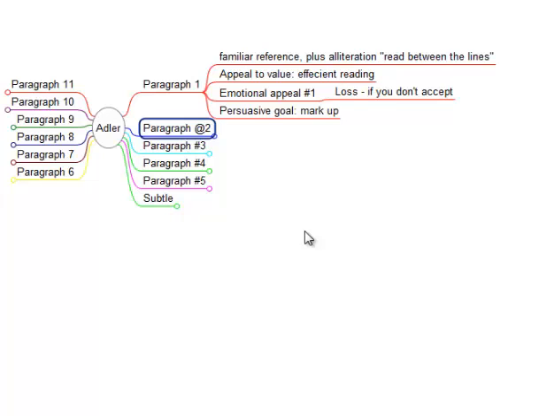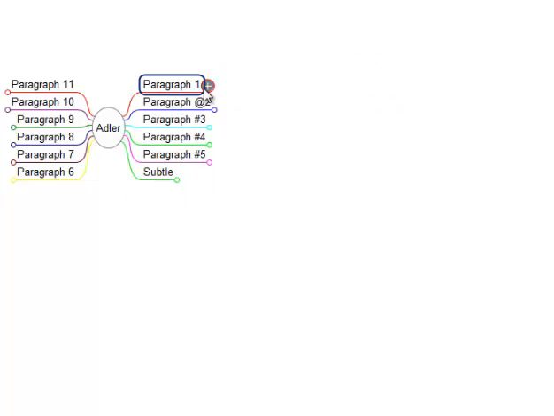All right. The next thing is an emotional appeal. He uses several of these. Loss if you don't accept his proposal. Loss is the connection to the emotion sadness. Okay, so it's an emotional appeal. And he says what his persuasive goal is, and this persuasive goal is for you to mark up your book. All right. Now let's go to paragraph two.